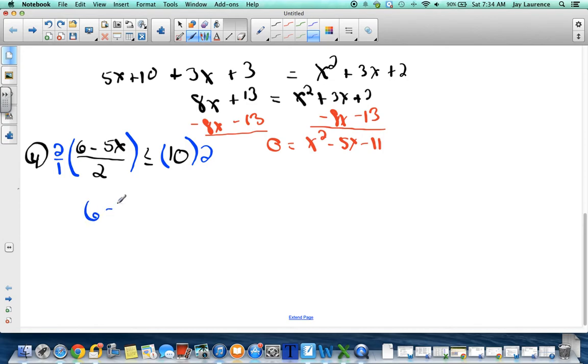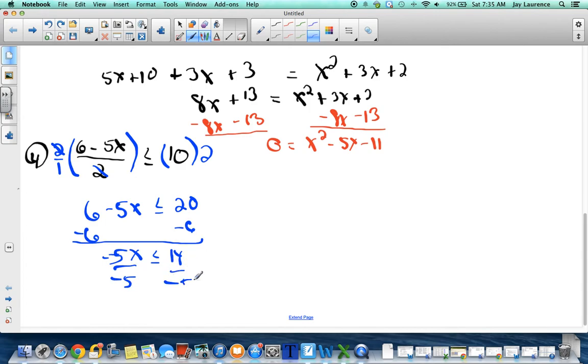So I'm going to write down 6 minus 5x is less than or equal to 20 because the 2's canceled on the left-hand side. So now I'm going to subtract 6 from both sides. And I'm going to get a negative 5x, and that's going to be less than or equal to 14. Now I'm going to divide by negative 5 on both sides. X is going to be greater than or equal to 14 fifths. That'll be what? Negative 2.